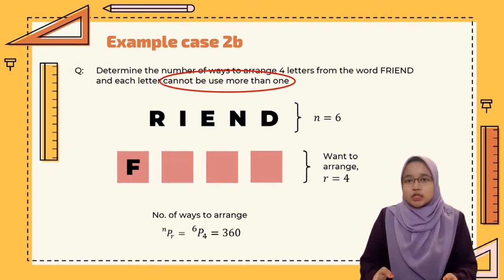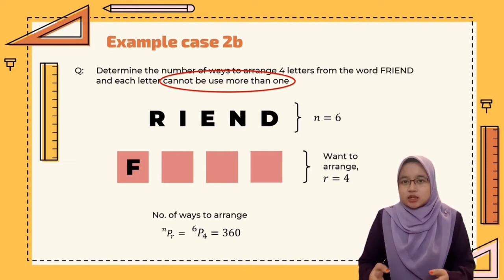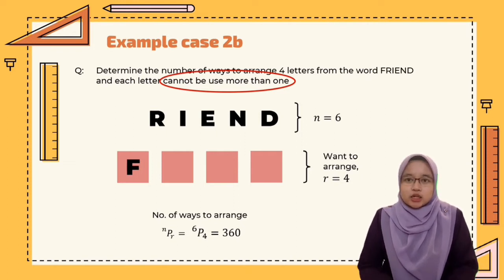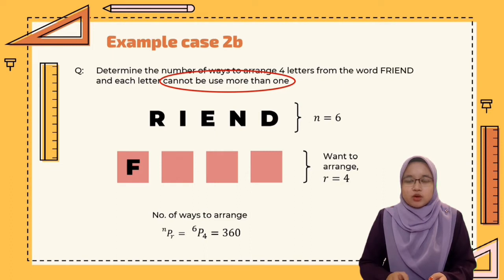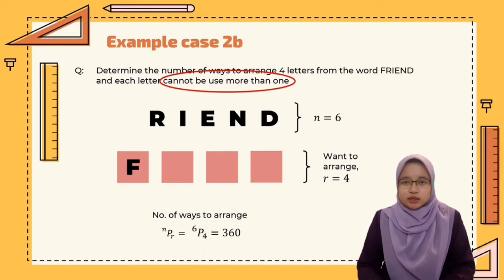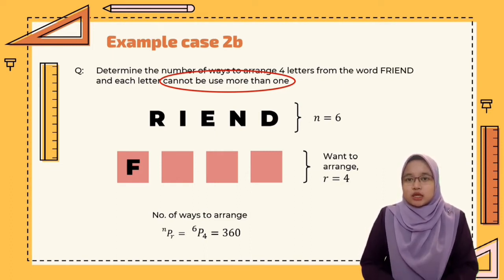There will also be some questions asking about positions, such as president, vice president, and so on. This type of question is also non-repeated, or we will be taking without replacement, because one person can only be appointed to one position.